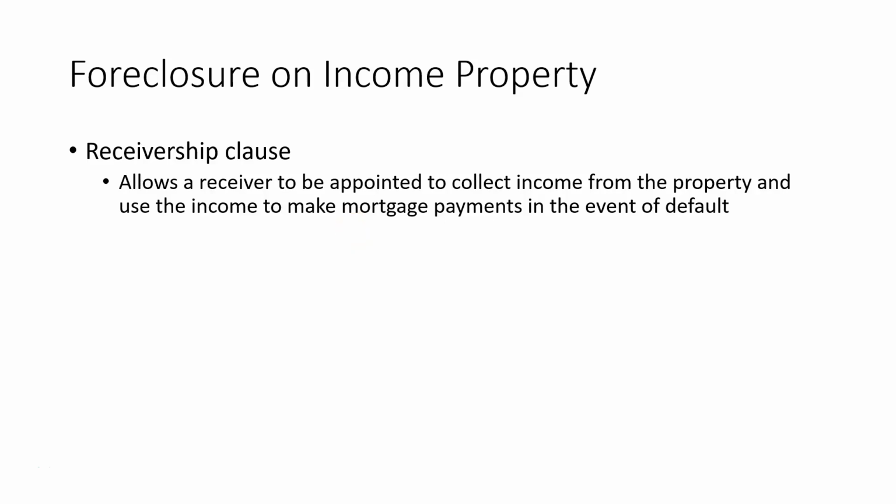If an income property does go into foreclosure, then there will be a receivership clause in the mortgage document. This allows the court to appoint a receiver to collect the income directly from the tenants and then pay the mortgage off in the event of default, or to make the monthly payments in the event of default.